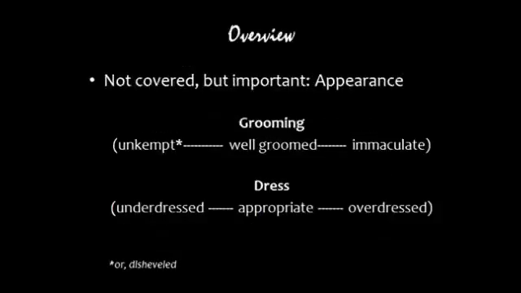Not covered in this section of the training in depth, but important for you to know about, is appearance. Appearance has two major facets, grooming and dress. Both exist on a continuum from low level to high level. For grooming, a low level of grooming is unkempt or disheveled. A high level of grooming is immaculate, and a balanced level of grooming is well groomed. For dress, a low level is underdressed, and a high level is overdressed, and a balanced level is appropriate dress.